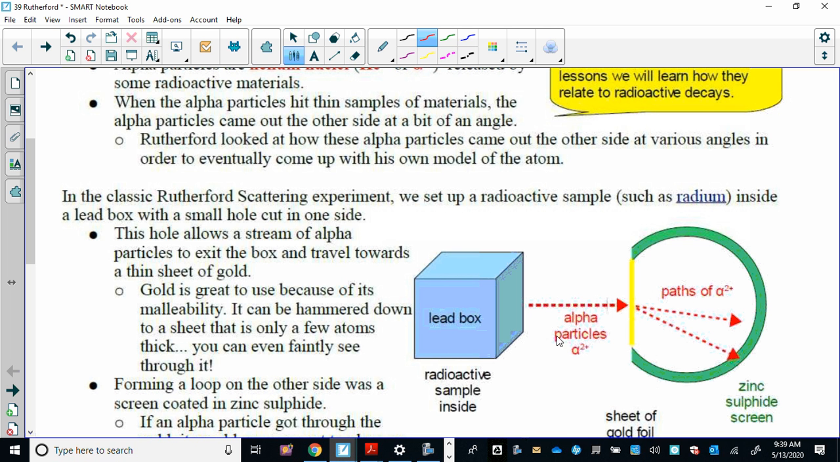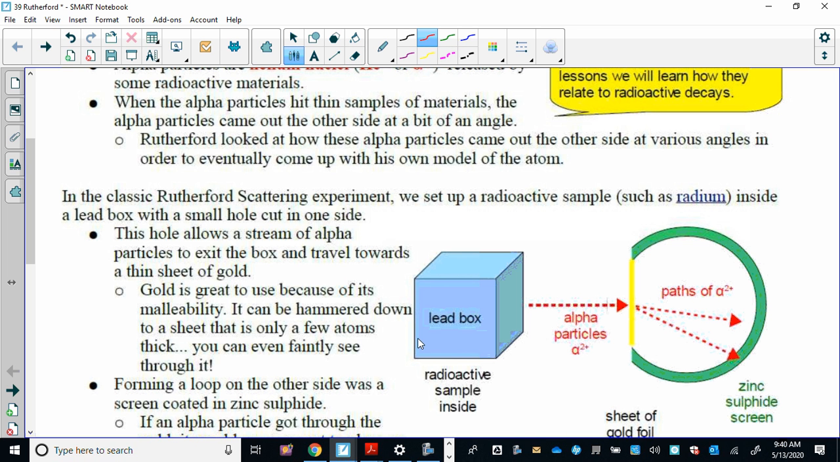And he shot these alpha particles through a very, very, very thin piece of gold right here. And then he had this detector here, a screen coated in zinc sulfide, and the alpha particles would go through here, and then they would hit the screen over here, so he could detect where these alpha particles ended up.